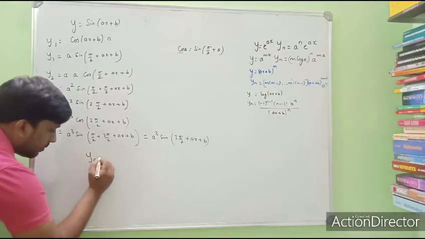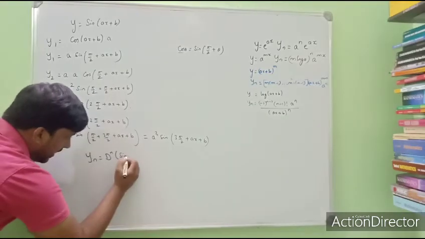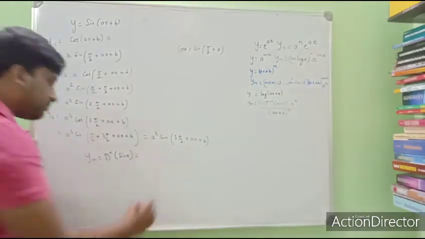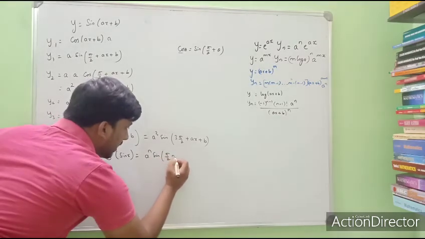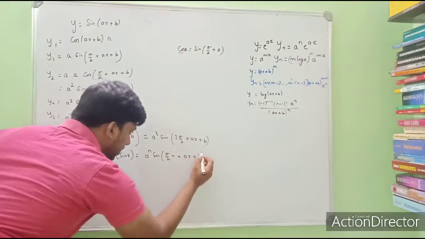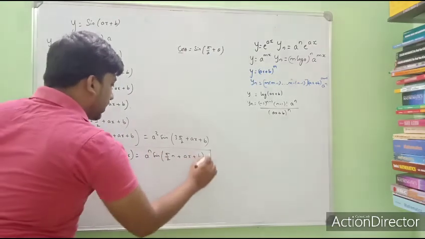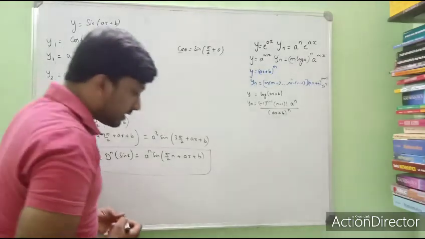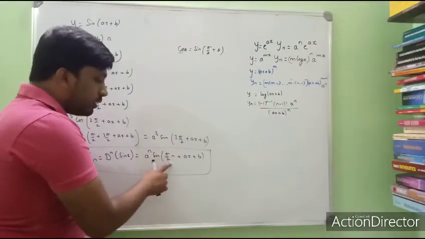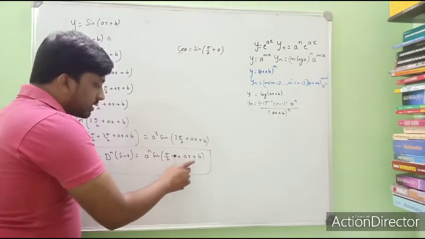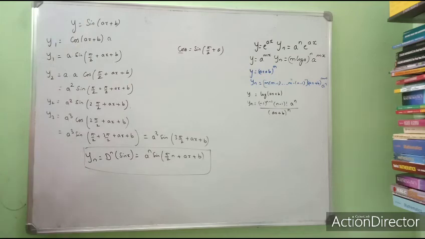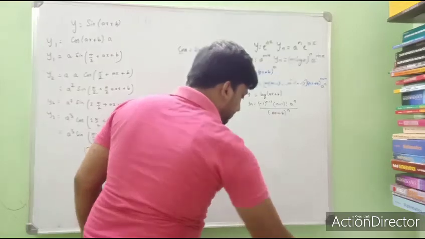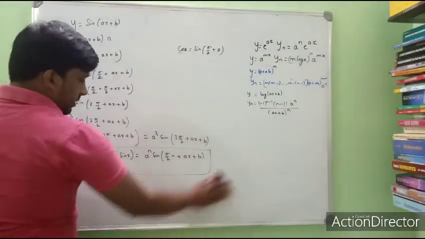Analyze how you can write this. So yn, that is the nth derivative of sine x, is nothing but a to the power of n into sine of pi by 2 n plus ax plus b. This is the generalized form we can write for the function sine of ax plus b. I hope you are understanding.